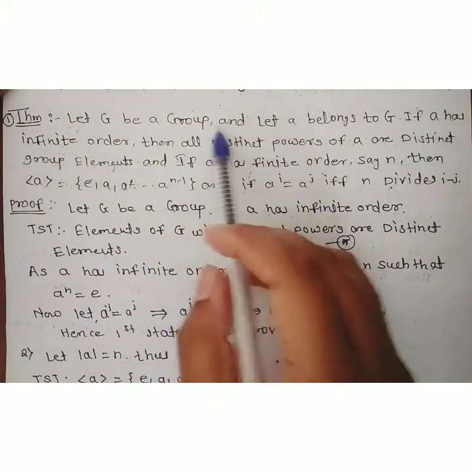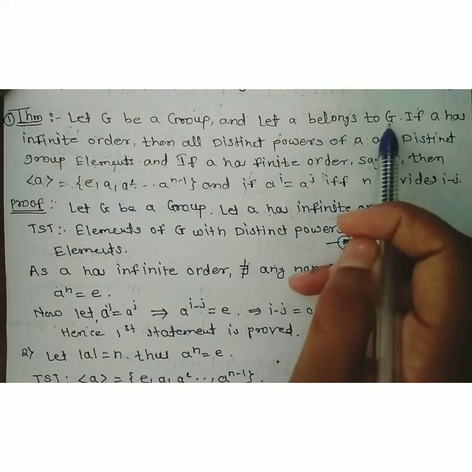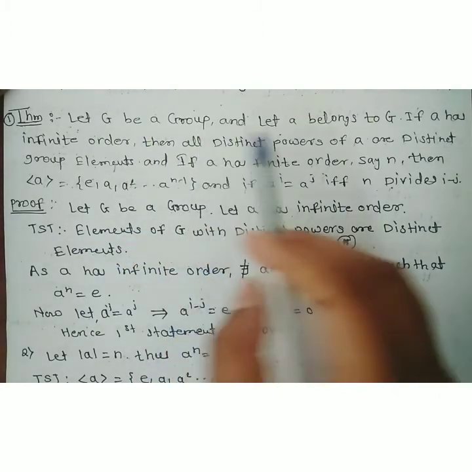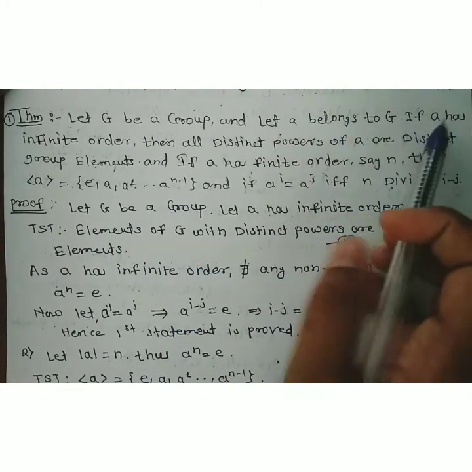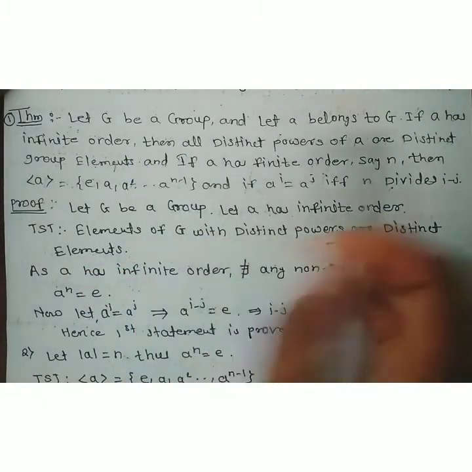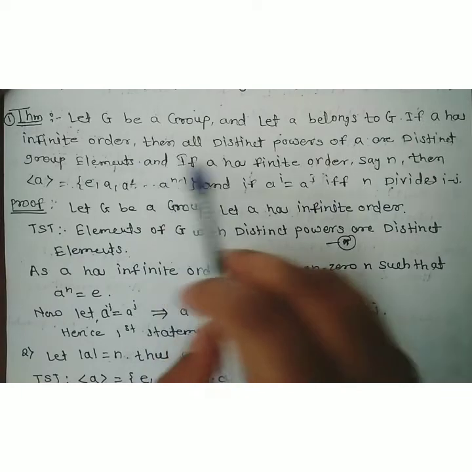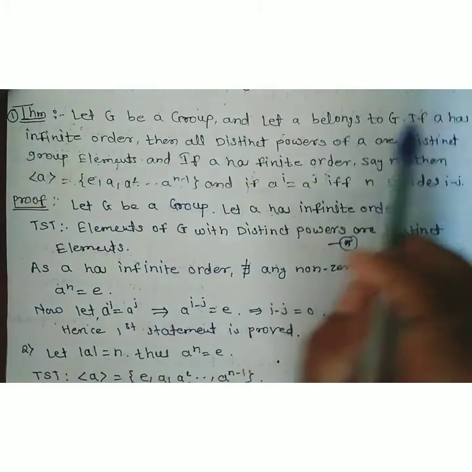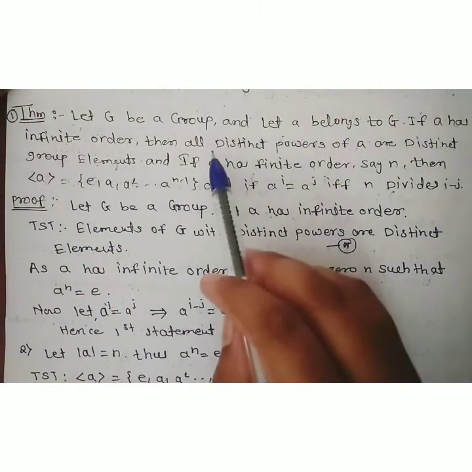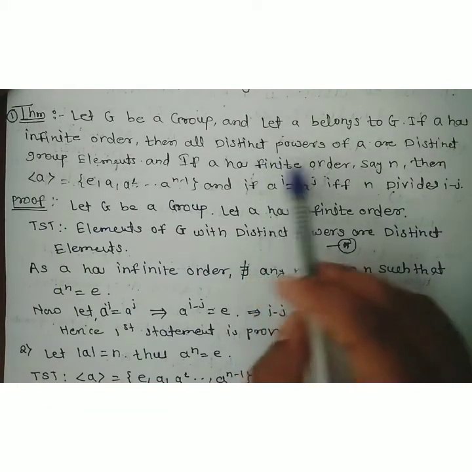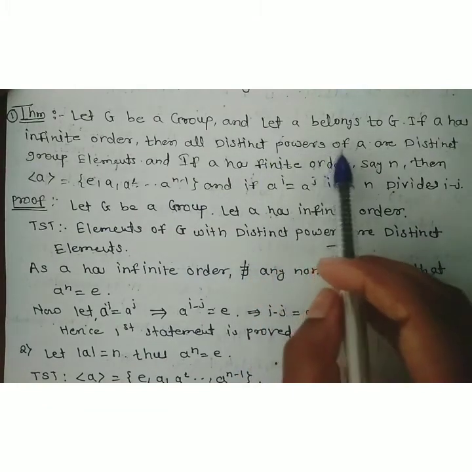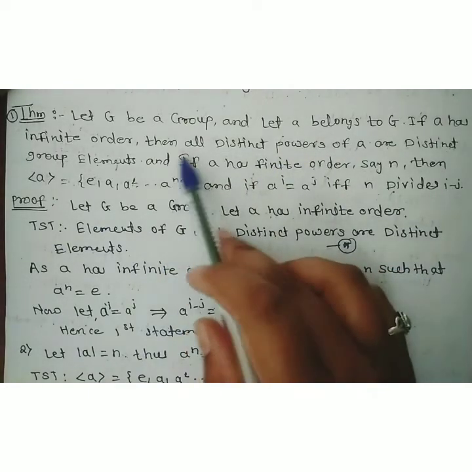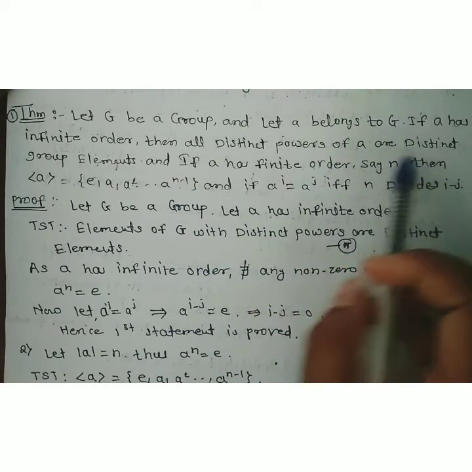Let G be a group and let a belong to G. What is given in the theorem? We have given G is a group and a is an element belonging to G. If a has an infinite order, then all distinct powers of a are distinct. We have to show that if we consider any two elements of that group G with distinct powers, they are distinct group elements.